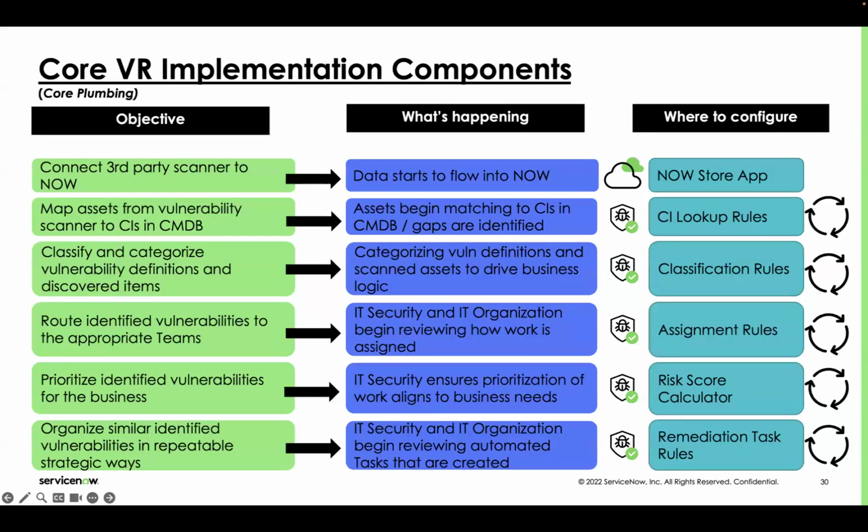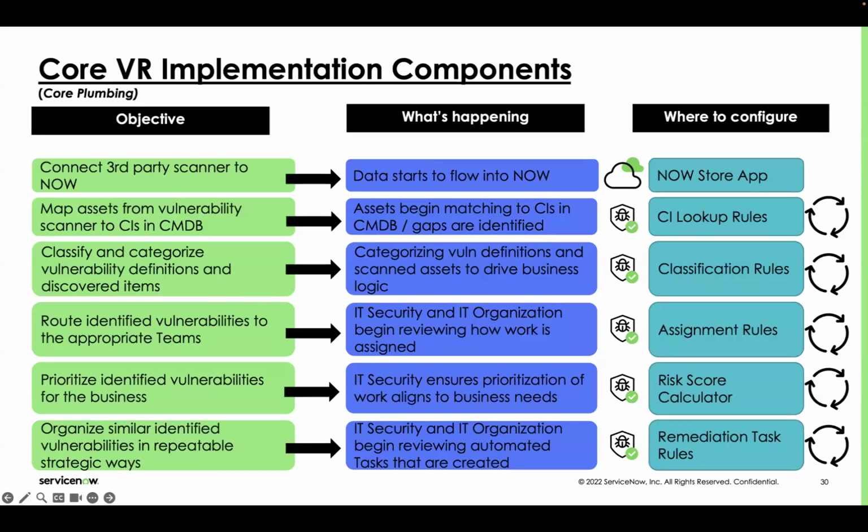VR implementation components. Yeah, the core components. This is the initial foundation or the plumbing. So you're going to connect with that third-party scanner, whether it's Tenable, Qualys, Rapid7, or any of the many others that we integrate with out of the box. You want to look at how does that data align with our assets in the CMDB. Then you want to start to normalize that data.